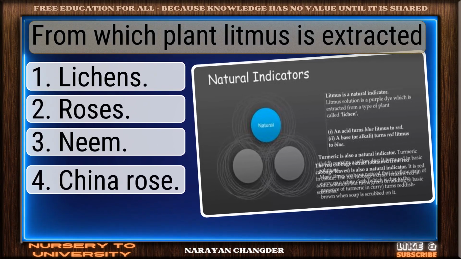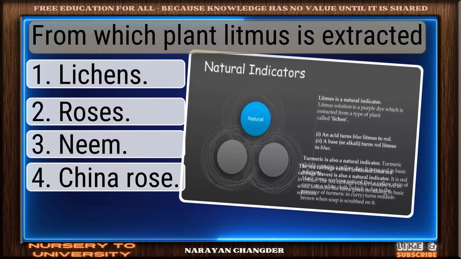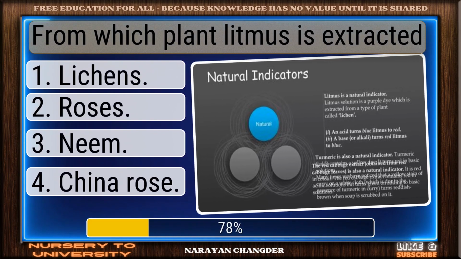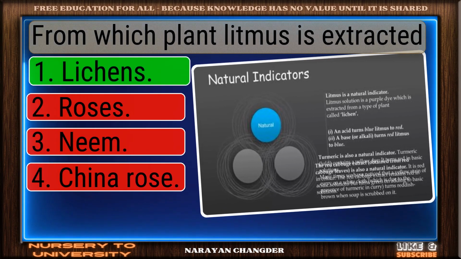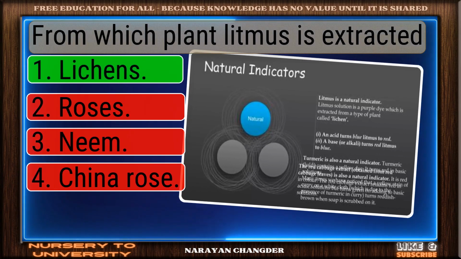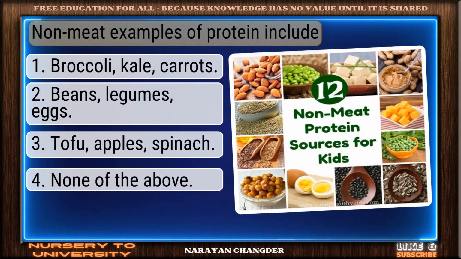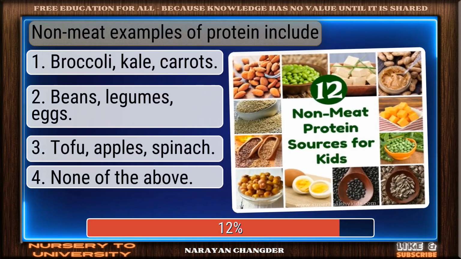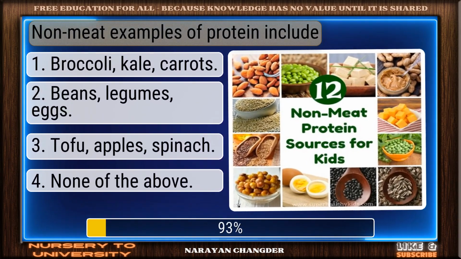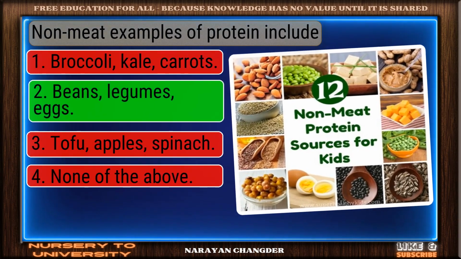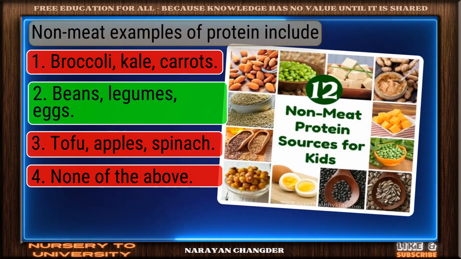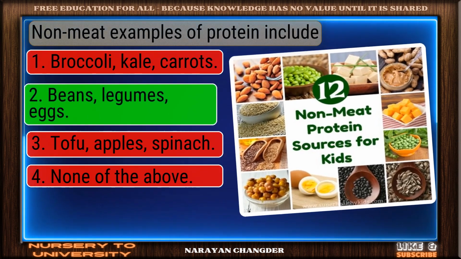Question number 52. From which plant is litmus extracted? Clear logic. Your choice, lichens, is sound and 100% true. Question number 53. Non-meat examples of protein include? You're right. Beans, legumes, eggs is the correct answer.